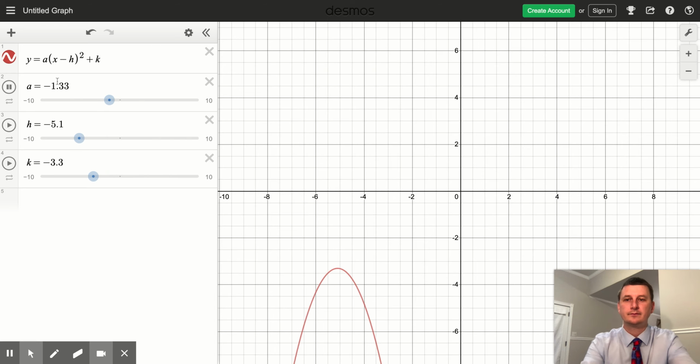Okay? So now we've seen what the a value does. The a value makes that parabola wider, narrower, or flipped. The h value will move it left or right, depending on its value, and the k value will move it up or down, depending on if it's positive or negative.